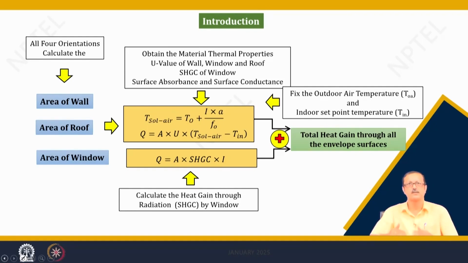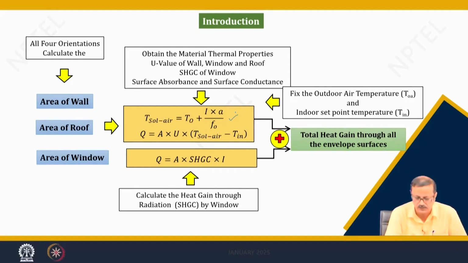There are 3 steps actually. In the first step, we will calculate the solar air temperature by virtue of the first equation, and the second and third equations will give us the conductive and the radiative heat gain. The radiative heat gain is applicable for the windows and any transparent surfaces, and for the opaque surfaces, and for the windows we also have to calculate the conductive heat gain. This is the conductive one and this is the radiative one.